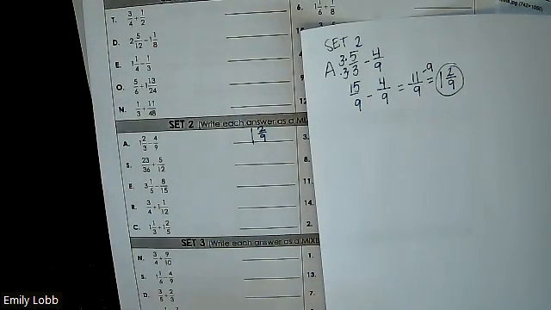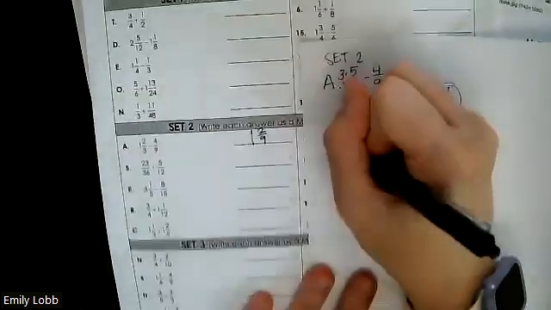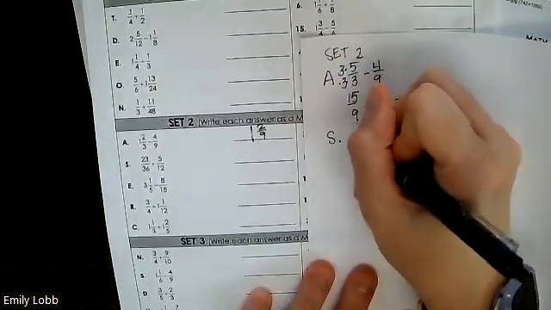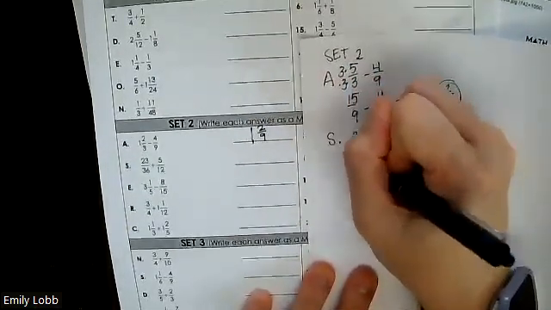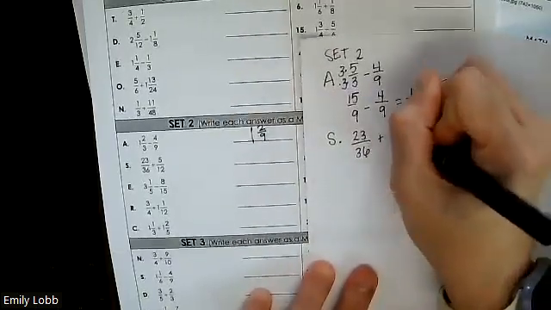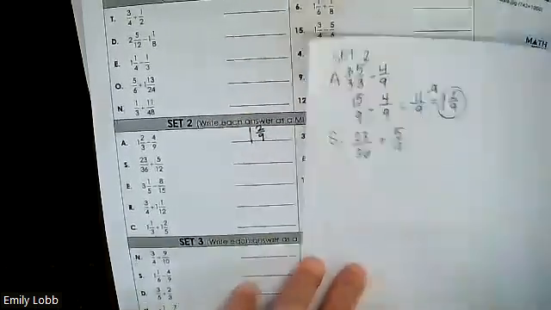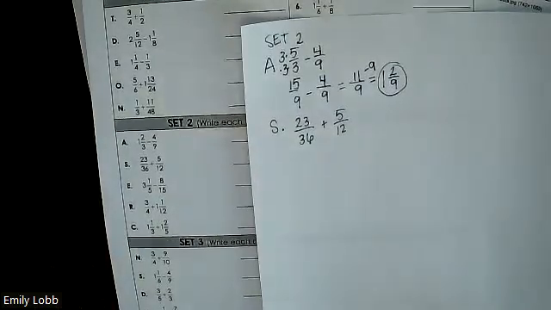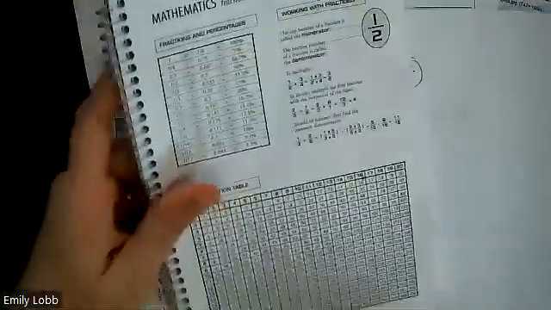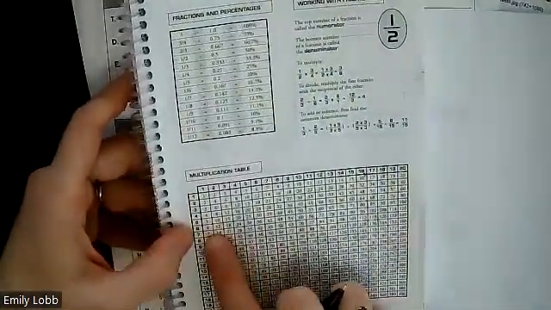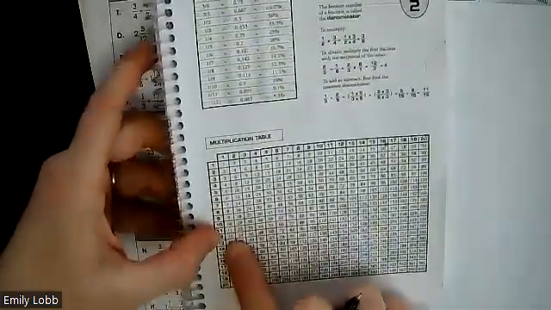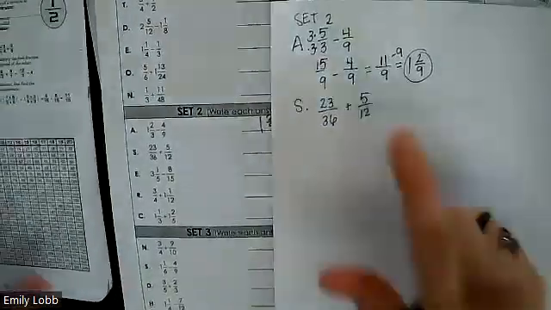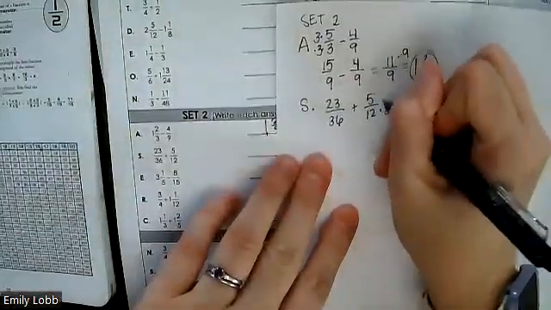All right. S is 23/36 plus 5/12. So I would look down my lower number of multiples. So I would follow my 12 and see if I happen to have a 36, 12, 24, 36. So I can change this to 36 by multiplying it by 3.